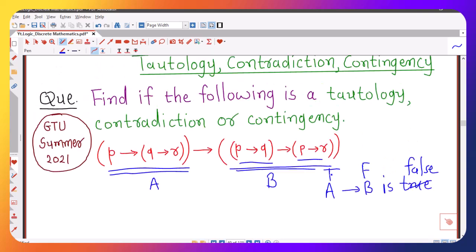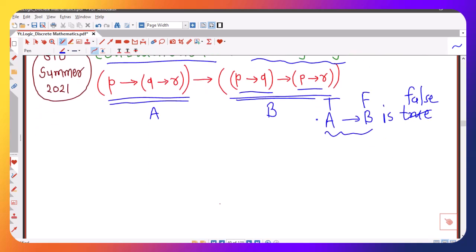And here we have to determine whether this is a tautology, that means this statement formula is always true, or whether it is a contradiction, that is this statement formula is always false, or a contingency, that is it is neither a tautology nor a contradiction.